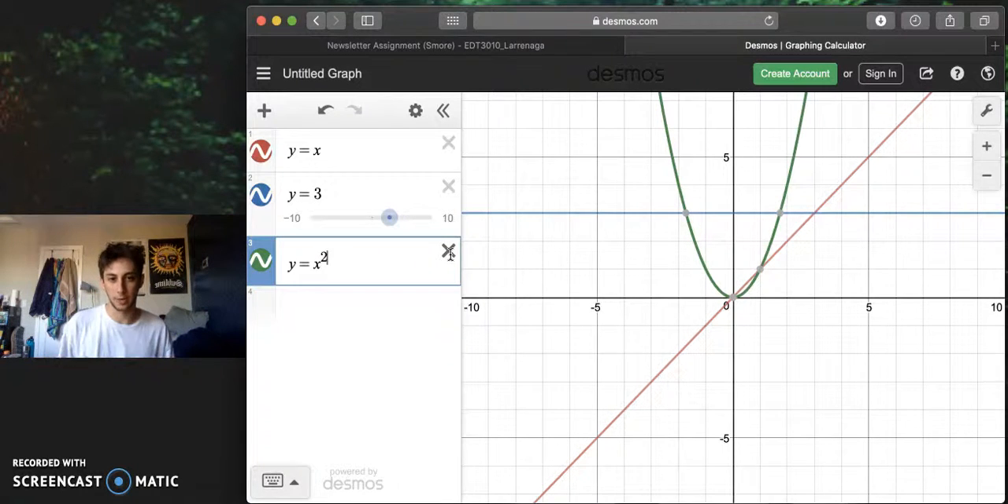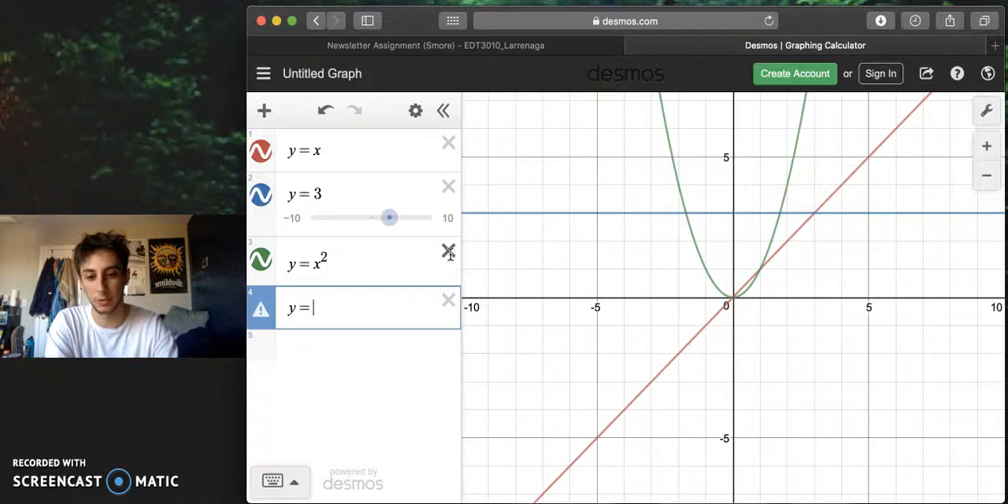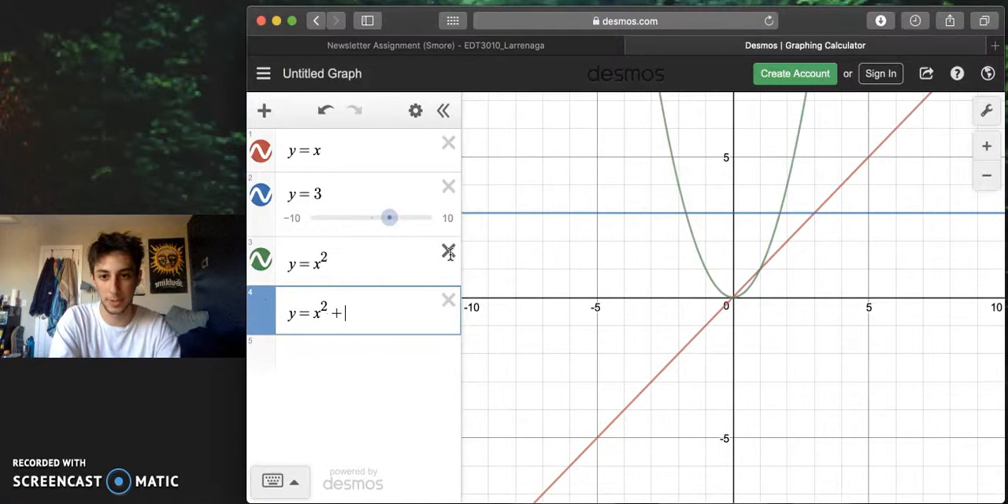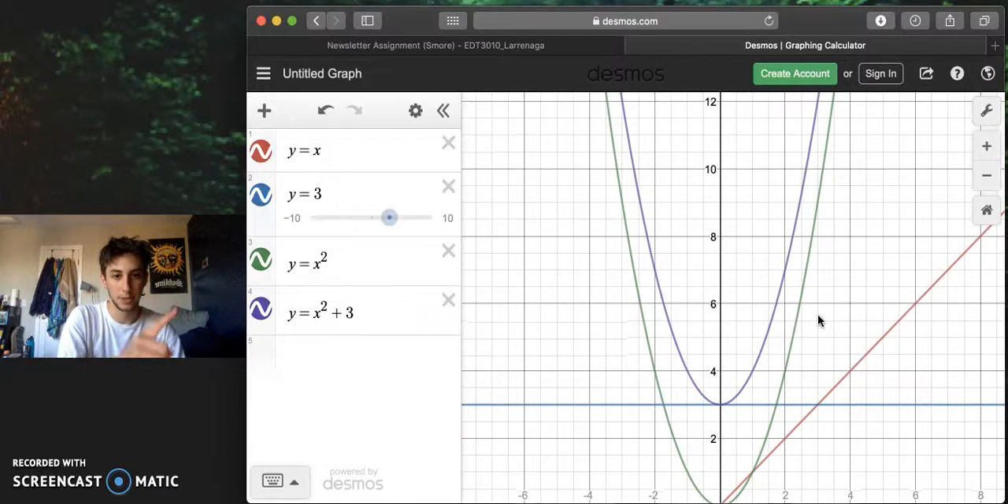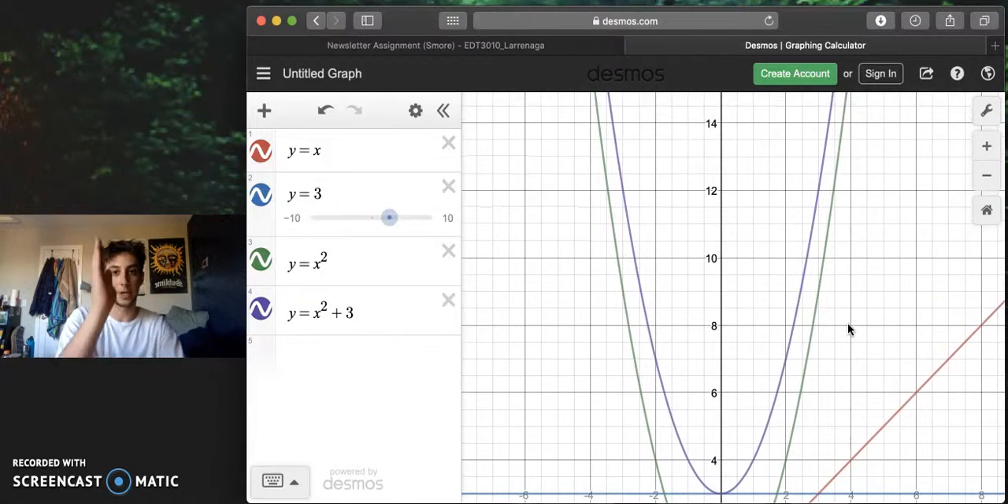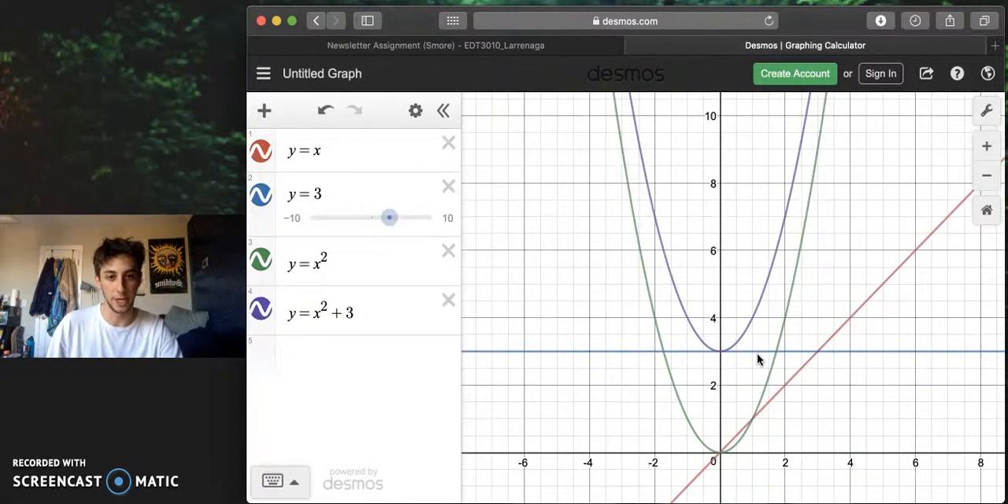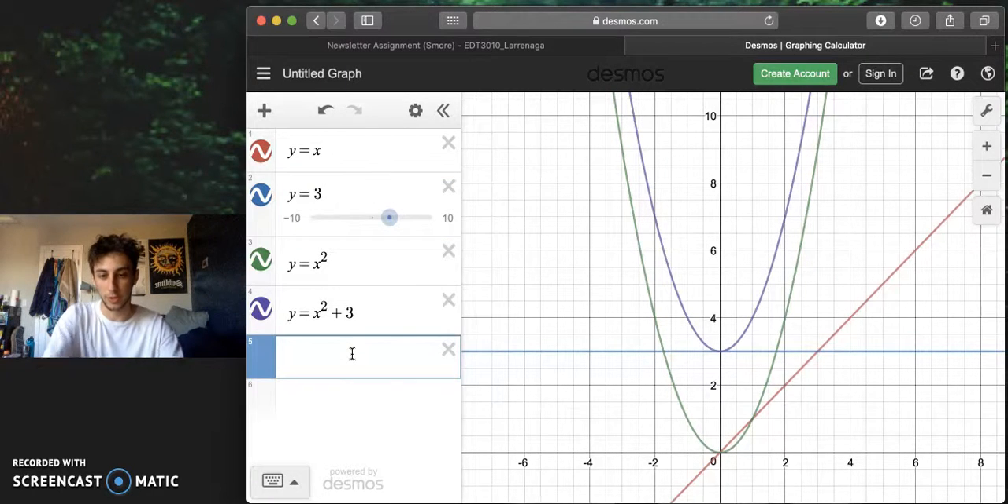Now we see that y equals x squared is no longer a linear line, but a parabola. That's kind of neat. Let's take our y equals x squared, and what happens if we add 3? We can now see that our graph has gone from a parabola to shifted up 3 onto this blue line. There's even more things we can do. Y equals x squared plus 3.